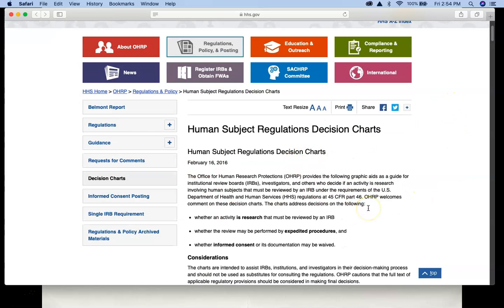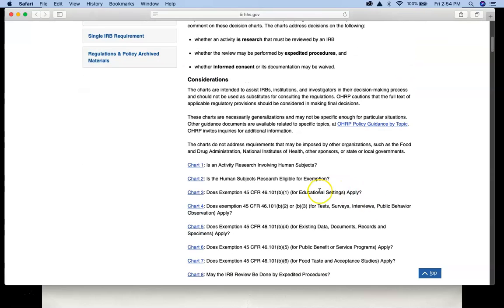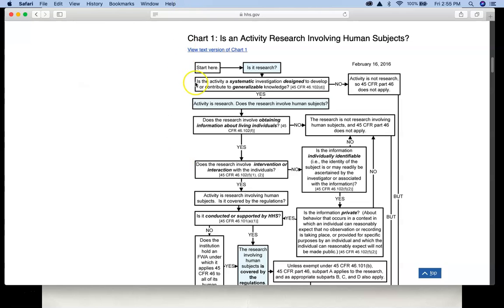Let's see if we can come over here and look at one. They're kind of crazy. So I didn't put one in the slide because they are just over the top, but they're like a decision tree. So we'll just look at the first one real quick. It's an activity research involving human subjects. So you look at it and you start here. Is it research? Yes.